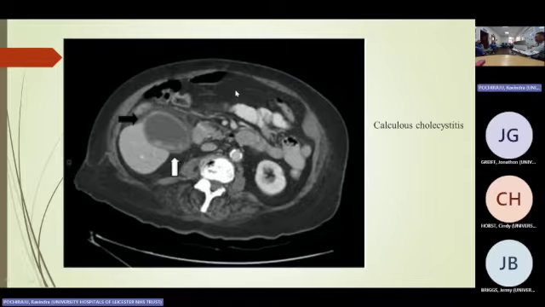So the treatment for this would be antibiotics, and if the patient is stable, the cholecystectomy is done either within that admission, or they go home and then come back when they're a bit more stable. But cholecystectomy would be the main go-to thing there.